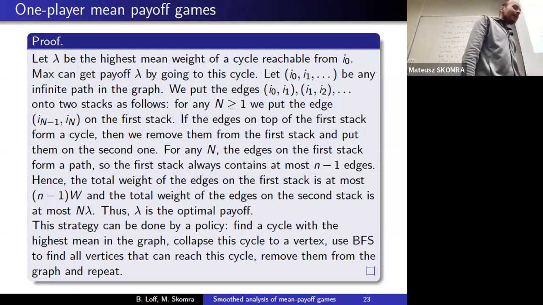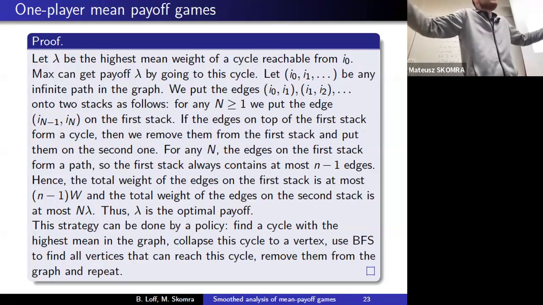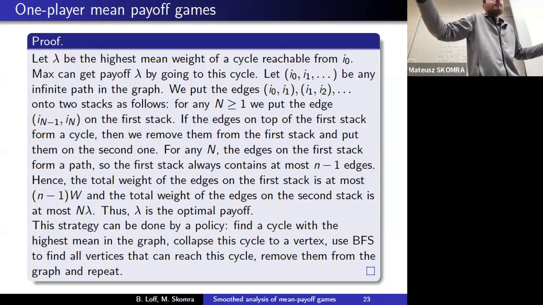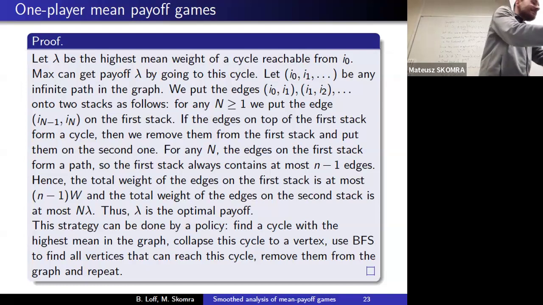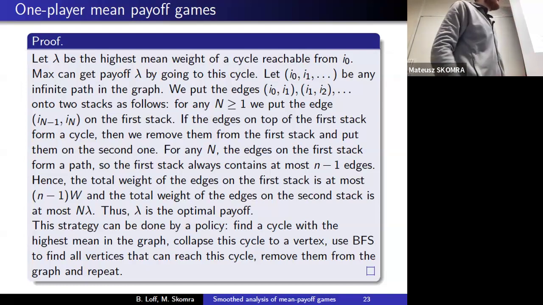And now, well, you need some kind of stupid graph theory argument that this is actually a policy. Right? Well, but you can go to the cycle in many different ways, right? So if I just said this like this, it's not a policy. So you have to exhibit the fact that this is a policy, right? Sure. So this is a kind of an argument.